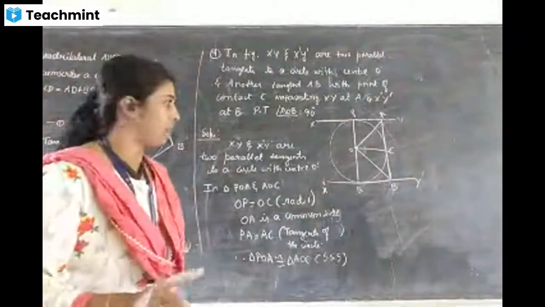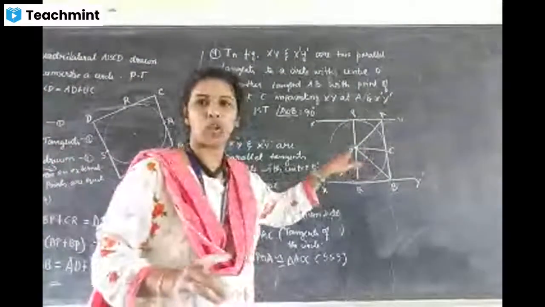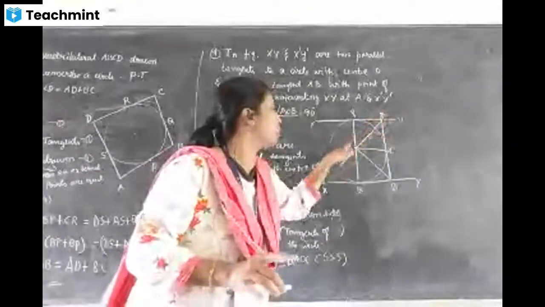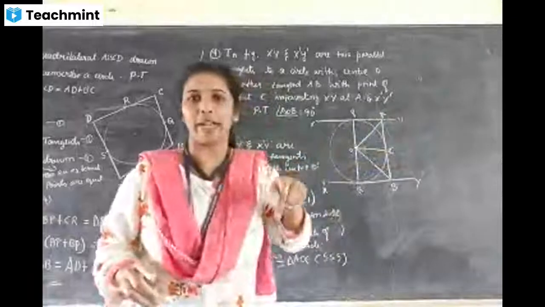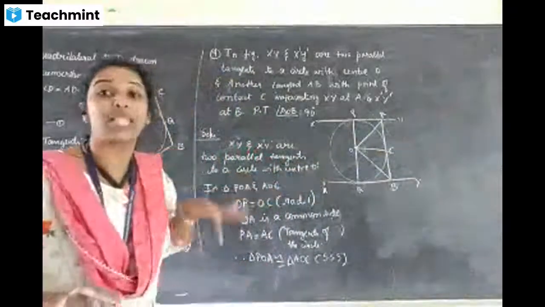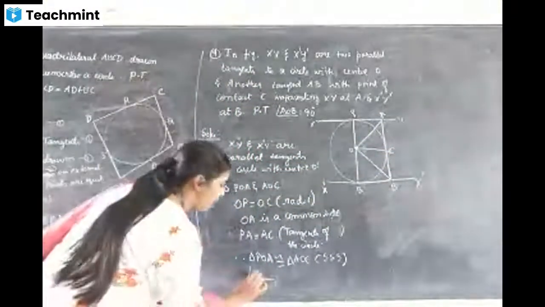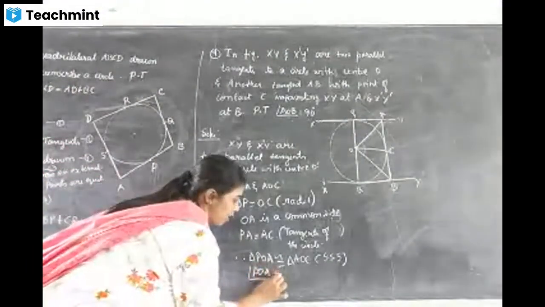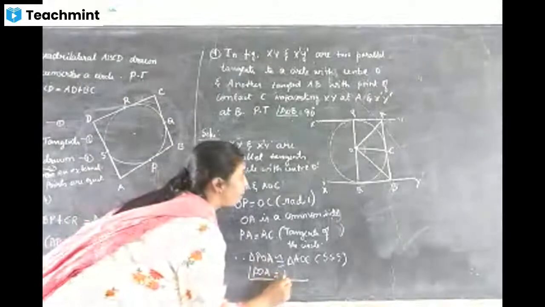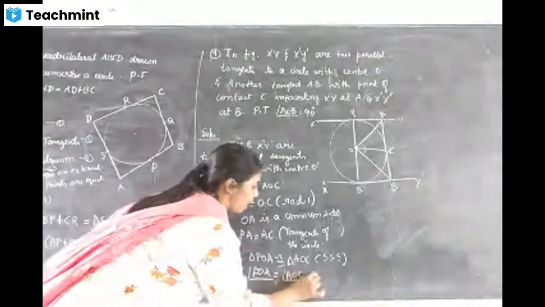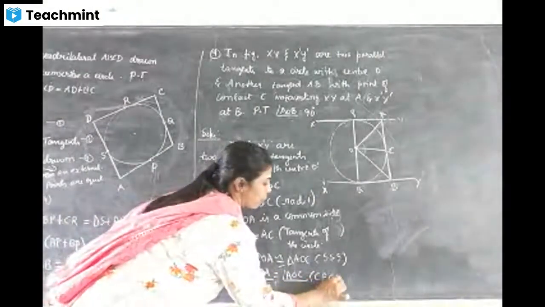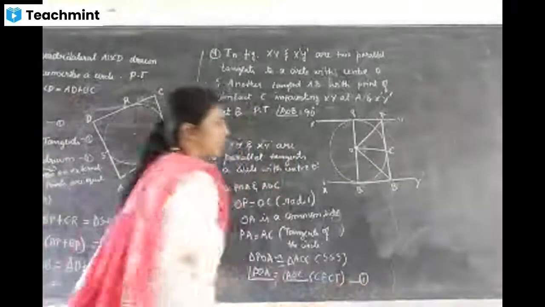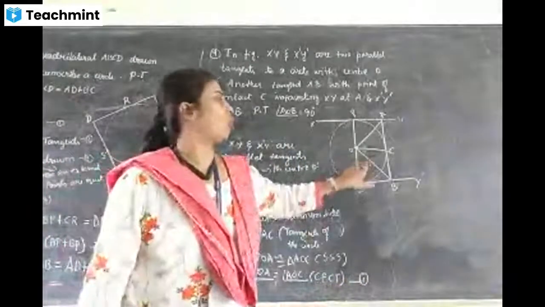So we need this angle, isn't it? Now we have to write, because of CPCT, angle POA is equal to corresponding angle AOC, because of corresponding parts of congruent triangles. This is the one. Same procedure we must follow for the down one.